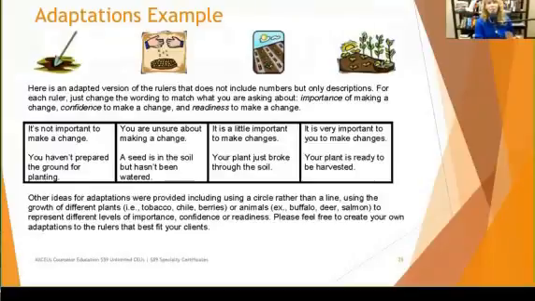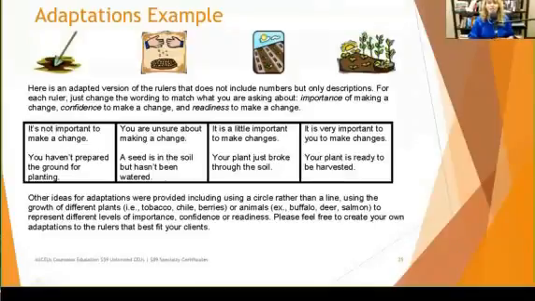Another adaptation can be done for motivational interviewing. We use the readiness ruler in motivational interviewing: pre-contemplation, contemplation, preparation, action, and maintenance. So the Native American version is thinking about planting for the season. Pre-contemplation, you haven't even prepared the ground yet. Contemplation, the seed's in the soil but hasn't been watered. You've got some seeds there, but you're not really doing anything to tend it yet.